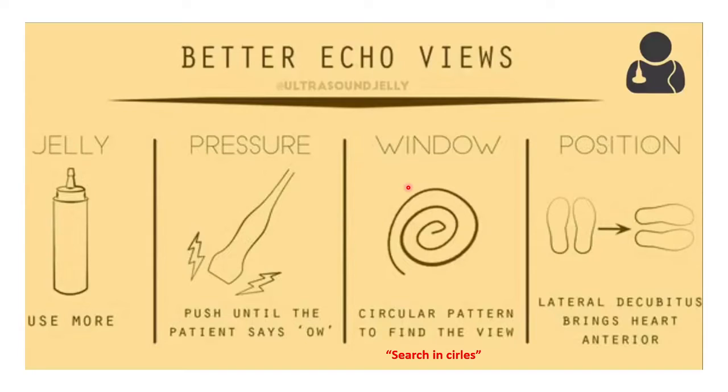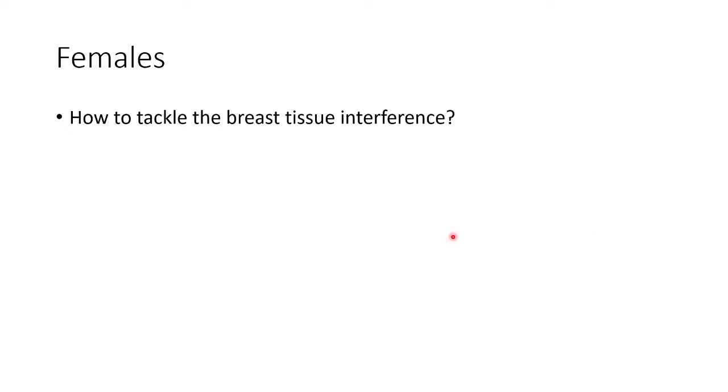You can go with the probe initially to get the best window. You can go in a circular manner, and the left lateral decubitus position is ideal because it will bring the heart more towards the chest wall, and the depth will be reduced. In females, you will have the issue of breast tissue interference. Also make sure that you press hard.